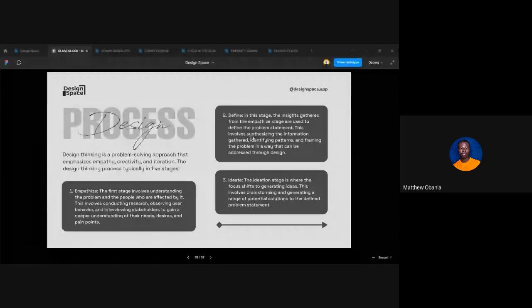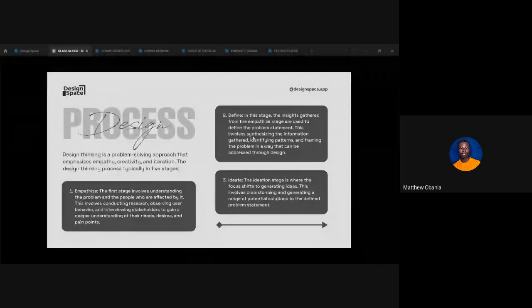Yeah, so we have to define through research. They found that many people were complaining about battery. So in this stage, I said define. In this stage, the insights gathered from the empathy stage are used to define the problem statement. This involves synthesizing the information gathered, identifying patterns, and framing the problem in a way that can be addressed through design.